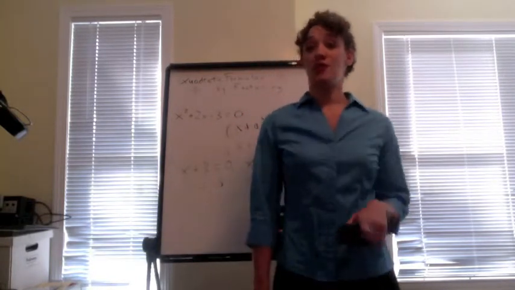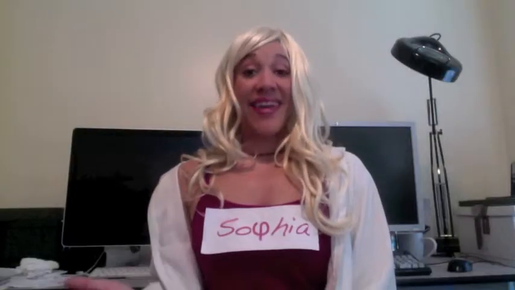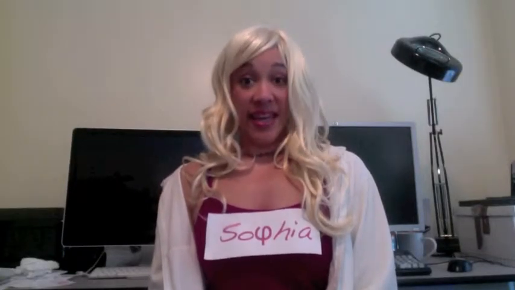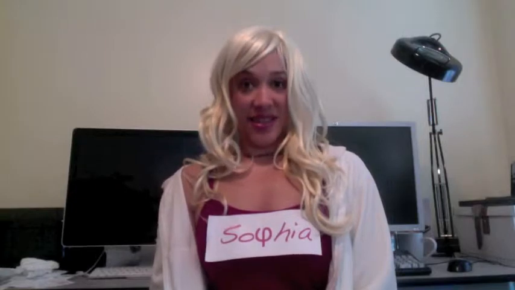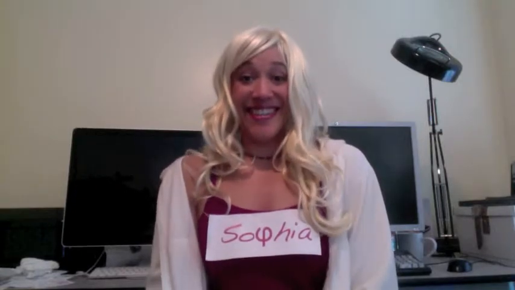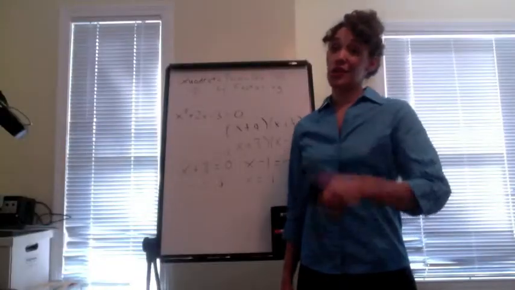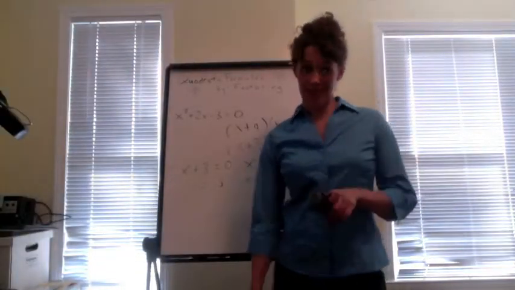Why don't you try the first one, Sophia? Negative 3 squared is 9. Negative 3 times 2 is negative 6. 9 minus 6 minus 3 is 0. Great job. Do you want to try the second solution, eh?